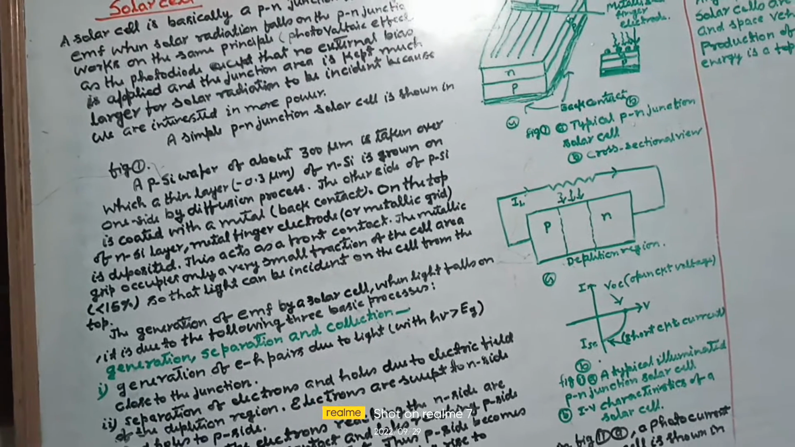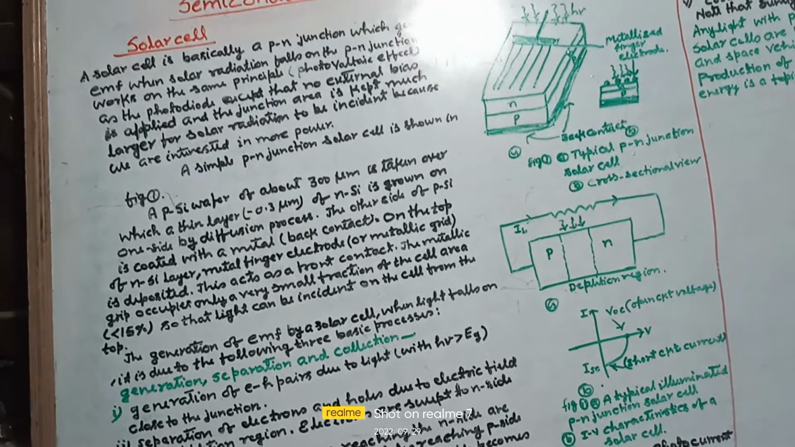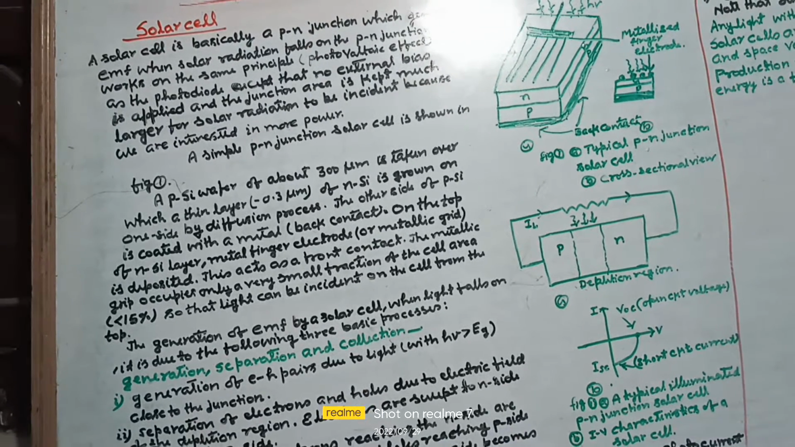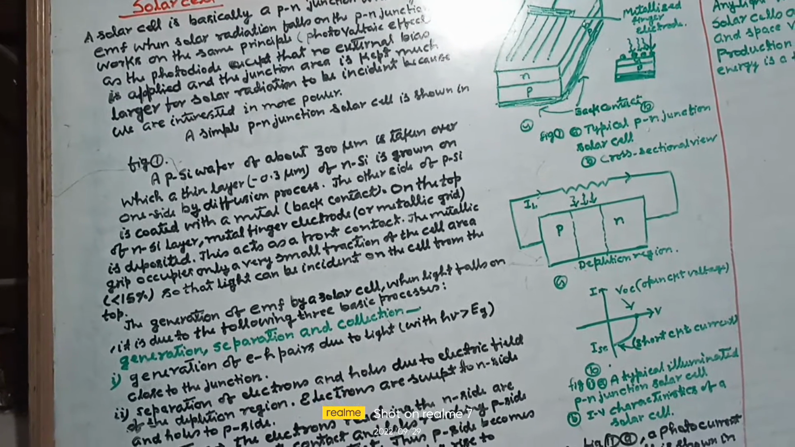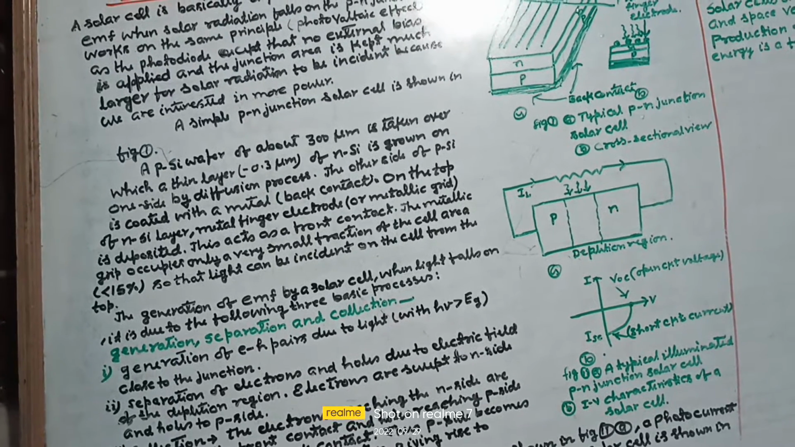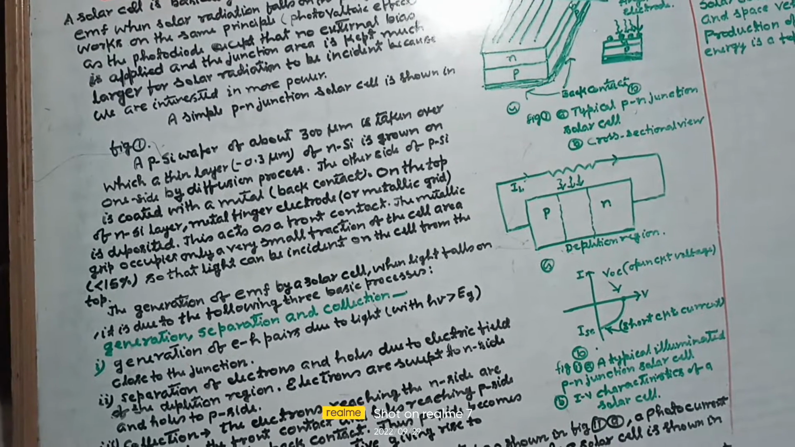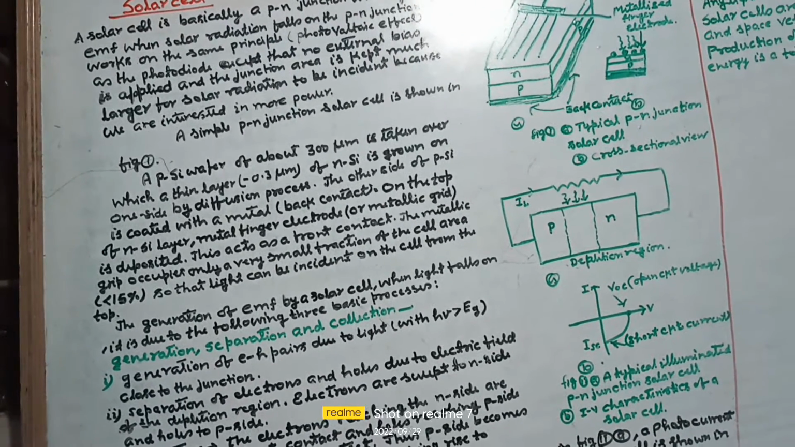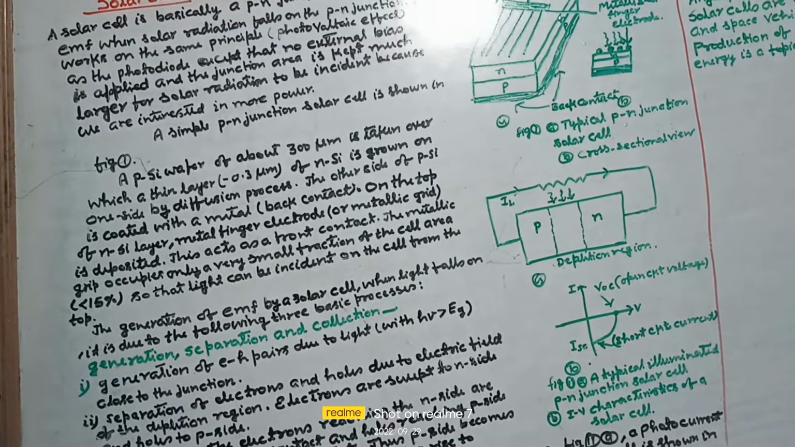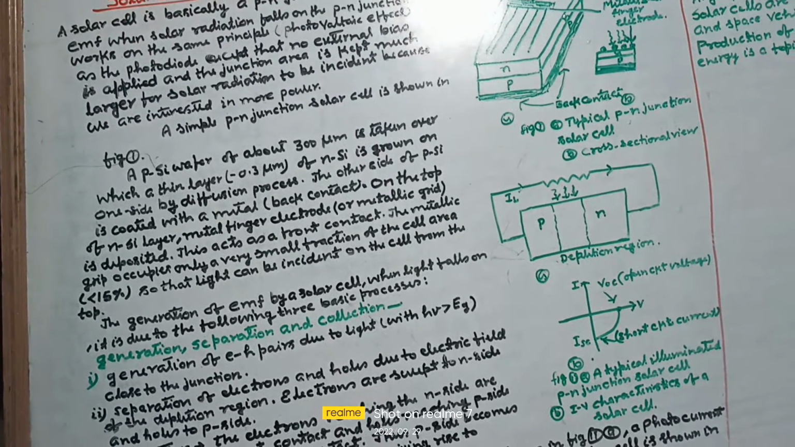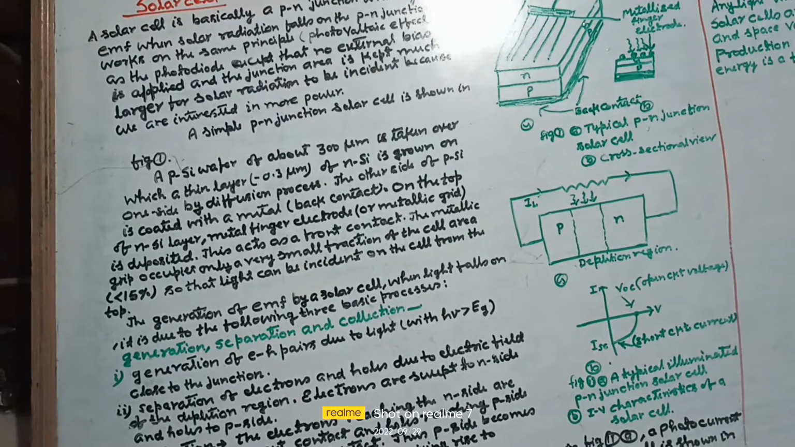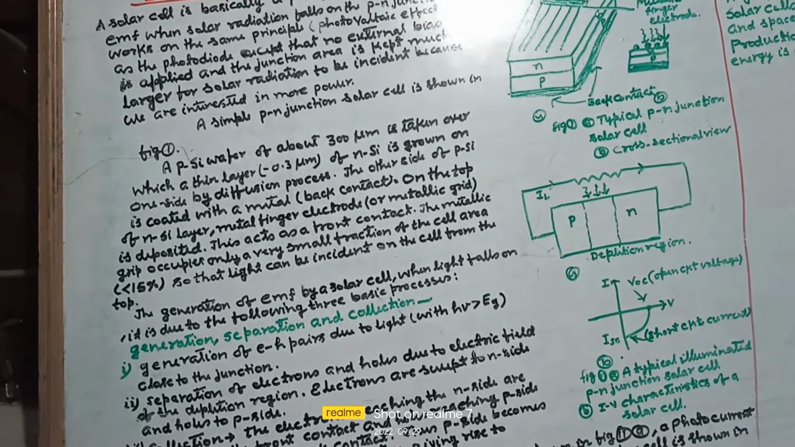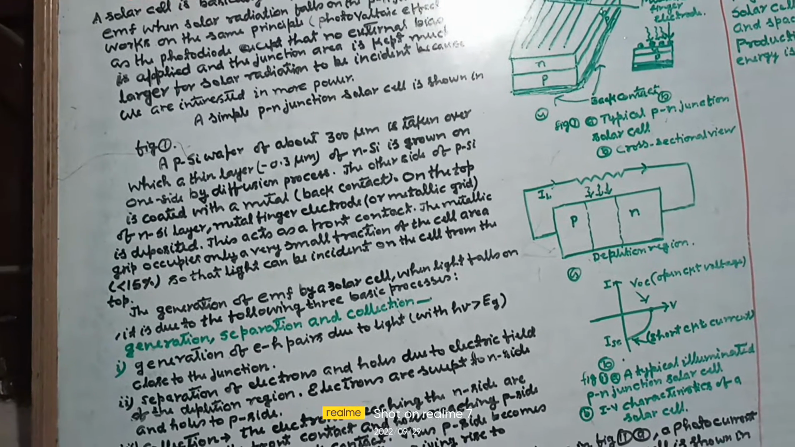A p-Si wafer of about 300 micrometer is taken, over which a thin layer, about 0.3 micrometer, of n-type silicon is grown on one side by a diffusion process. The other side of p-Si is coated with a metal back contact. On the top of the n-Si layer, a metal finger electrode or metallic grid is deposited. This acts as a front contact.